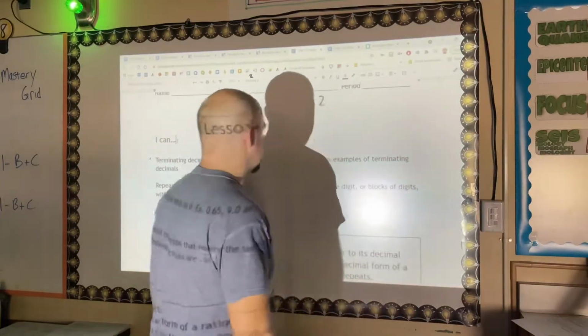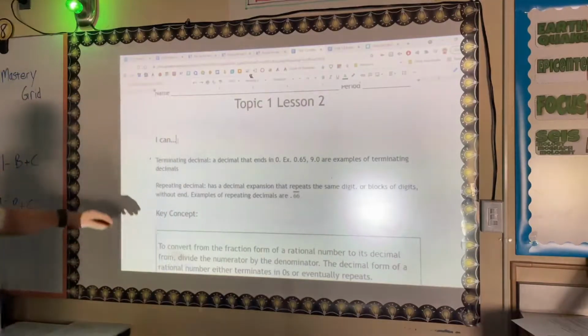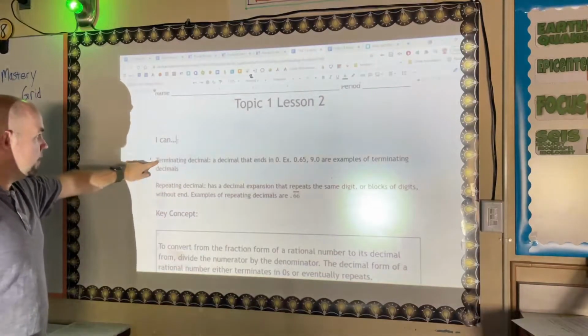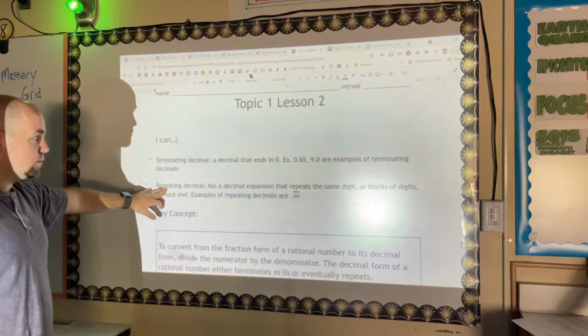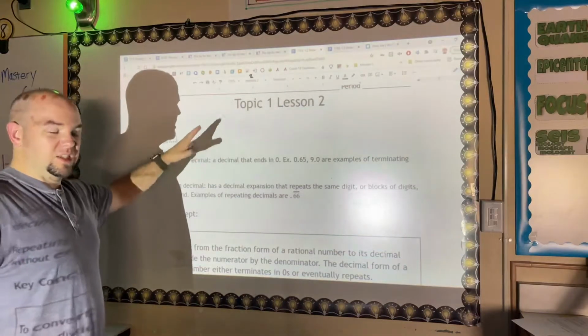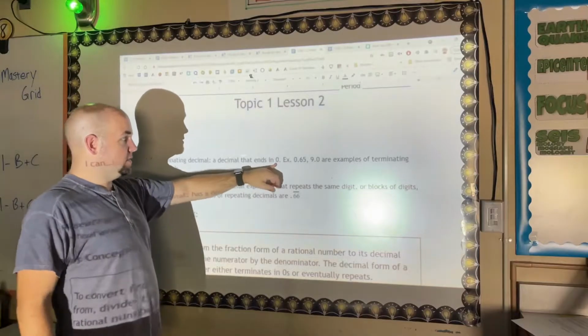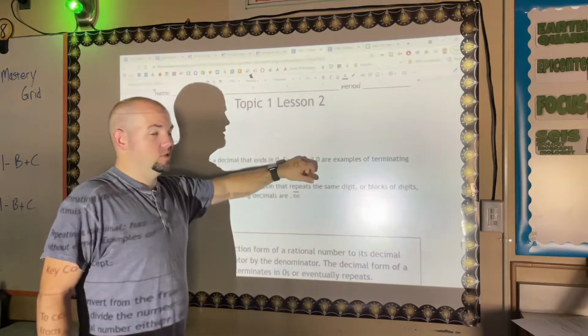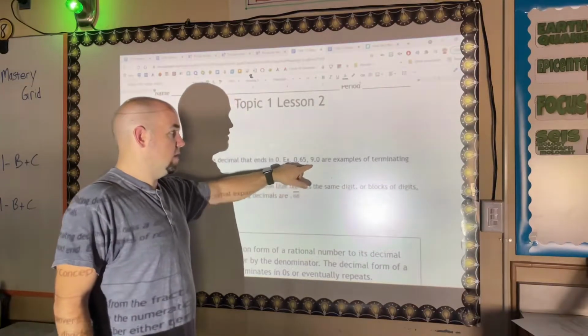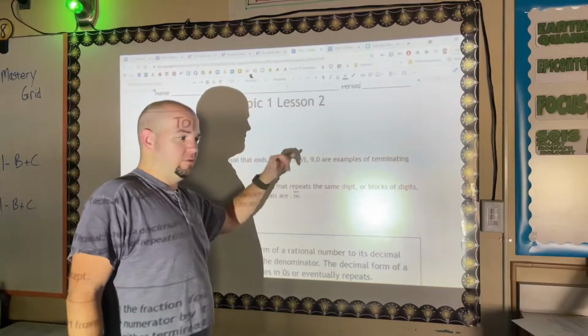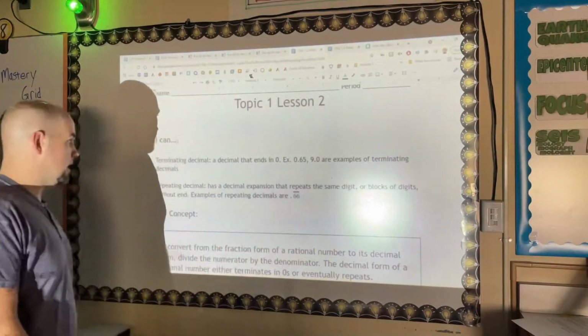converting numbers into decimals. So two words that we've got here: terminating decimal and repeating decimal. Terminating means it does eventually terminate or stop. So it ends in 0. So 0.65, 0 is something we can imagine as there, 9.0, those have zeros at the end. So they are terminating decimals.